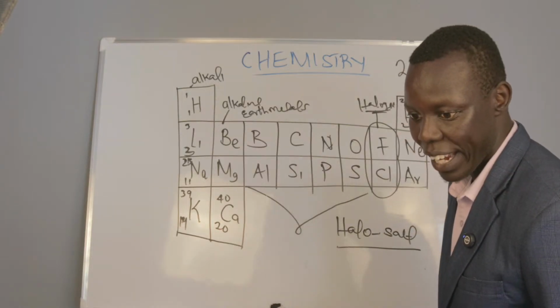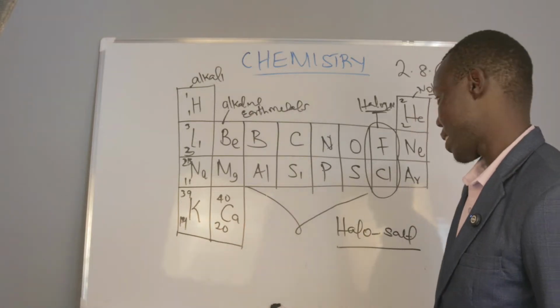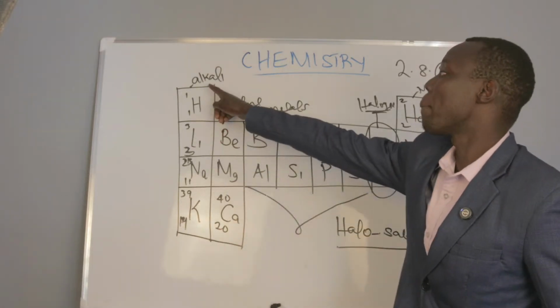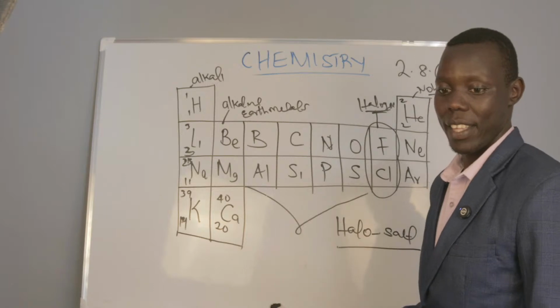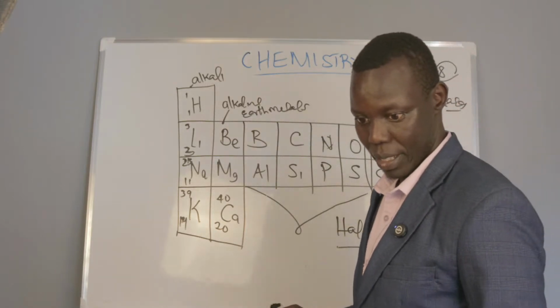Group 2 is called alkaline earth metals. This is alkali metals. This is alkaline earth metals. Are you together?